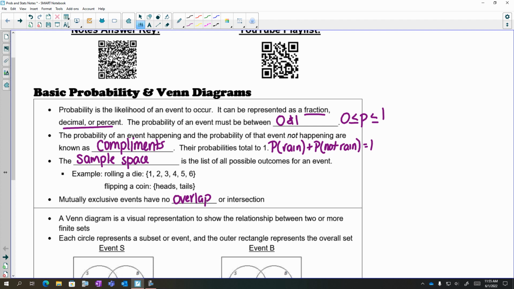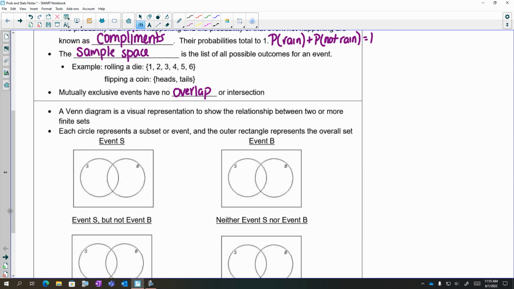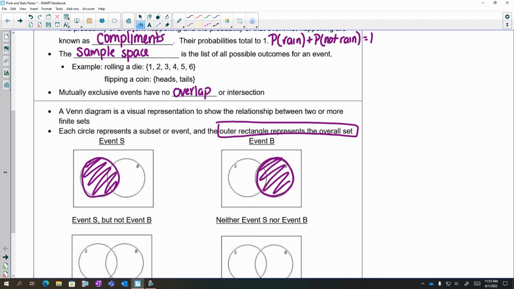A Venn diagram is a visual representation for us to show the relationship between two or more sets. So we're used to seeing Venn diagrams in English class or social studies class usually, but we use them in math class. In math class, it's important that that outer rectangle represents the overall set. So that's my entire population. The circle represents each individual event. So this would be event S. This circle would be event B.